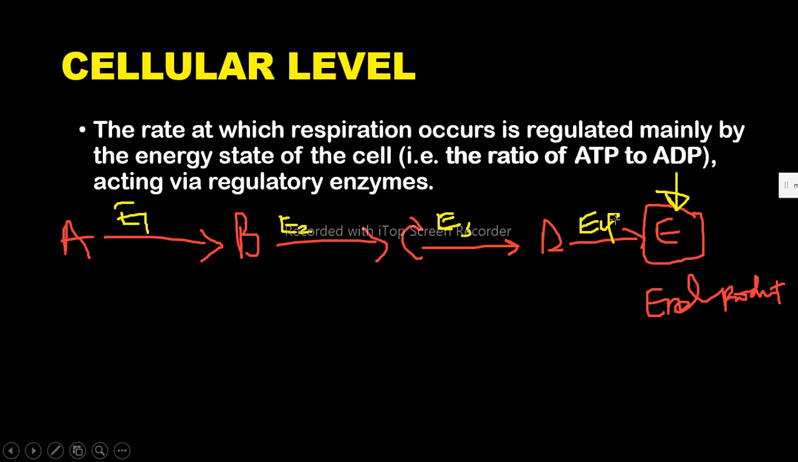Now, if I want to regulate the rate at which this E is produced, if I remove one product, maybe B, E is not going to be produced. If I remove C as the intermediate, E is not going to be produced, but B is going to be produced. If I remove D, E is not going to be produced, but C is produced and D is produced.